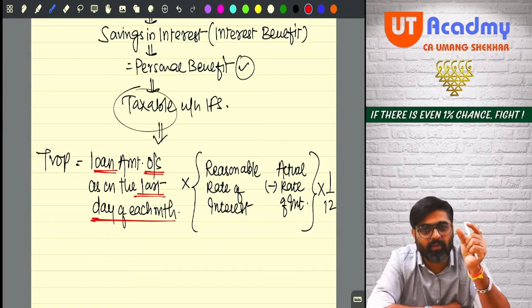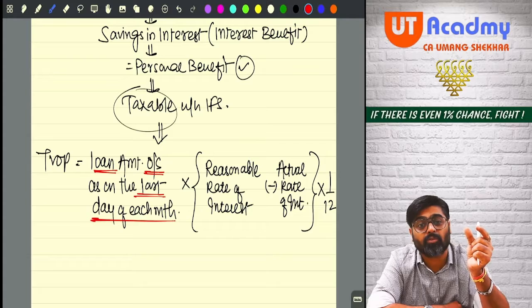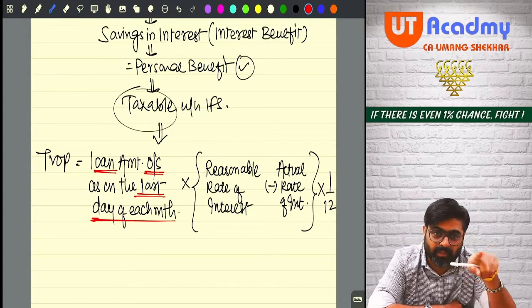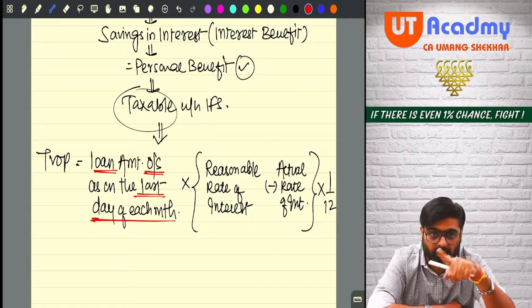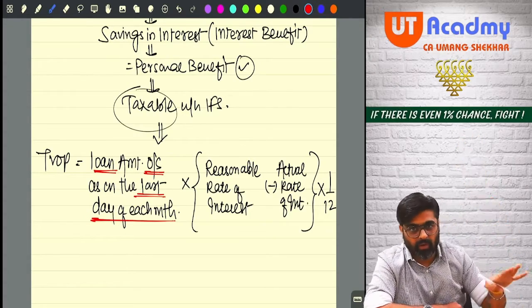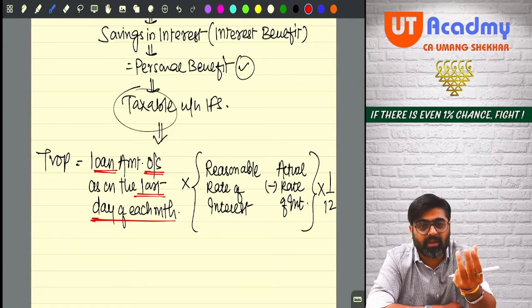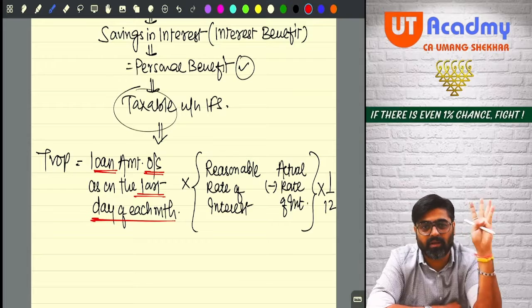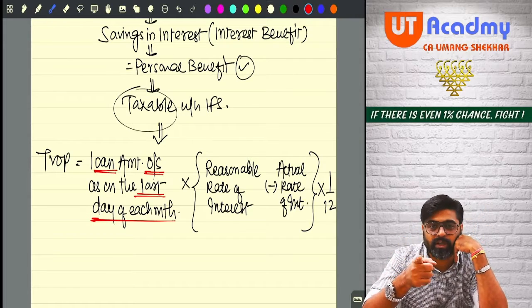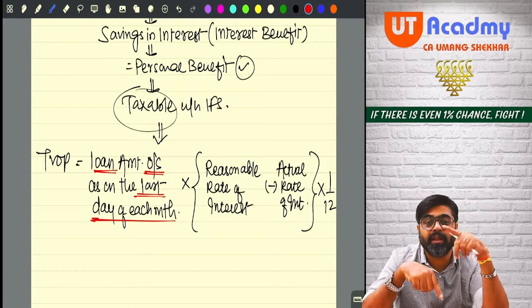And that rate will be what? Per annum rate. So 6% whatever you are saving is what? Per annum benefit. Multiplied by 1, divided by 12, you will get per month benefit. Likewise, for every month you are supposed to calculate the benefit, and total for all the months, what you will get? You will get interest benefit for the full year, that will be taxable under the head salary. Now wait, no need to do this calculation 12 times. If the loan amount is not repaid monthly, it is paid yearly.